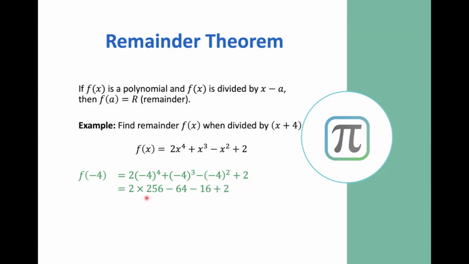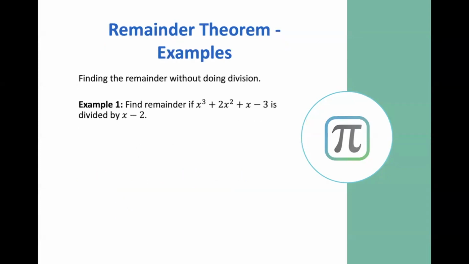So here we have 2 times 256 minus 64 minus 16 plus 2. And that gives 512 minus 80 plus 2. So the remainder is 434. So if you are given the number to divide by, you can substitute in and you can find the remainder very quickly. Now this won't tell you the quotient, but if you're just asked in an example to give the remainder only, that is a faster way of solving.